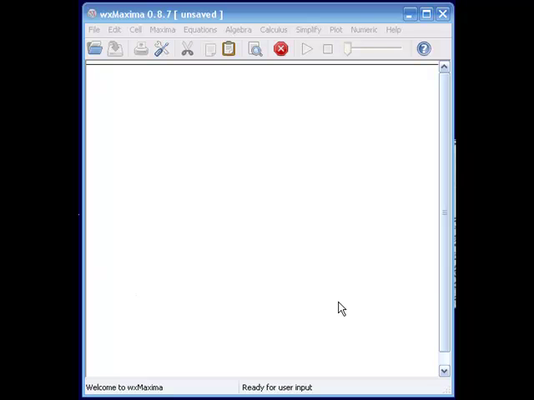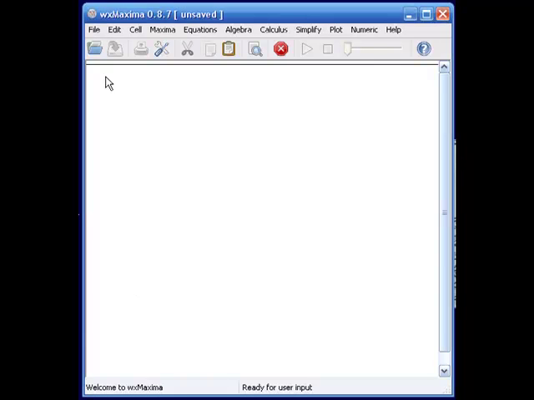So here is a short demonstration on some of the capabilities of WX Maxima when one deals with functions of a single variable, with an attempt to maybe calculate their derivative, as well as plotting the function and perhaps a derivative. So you click on the worksheet and you start typing.